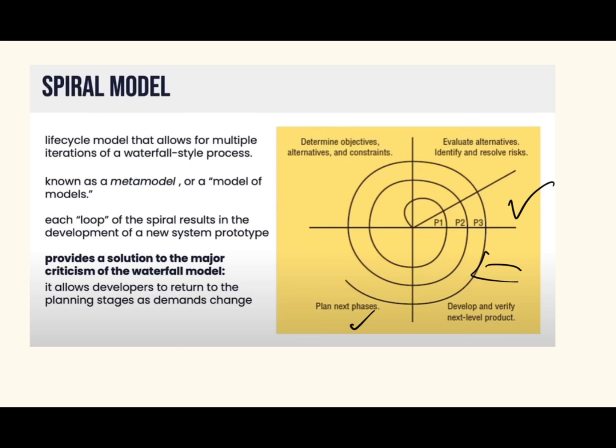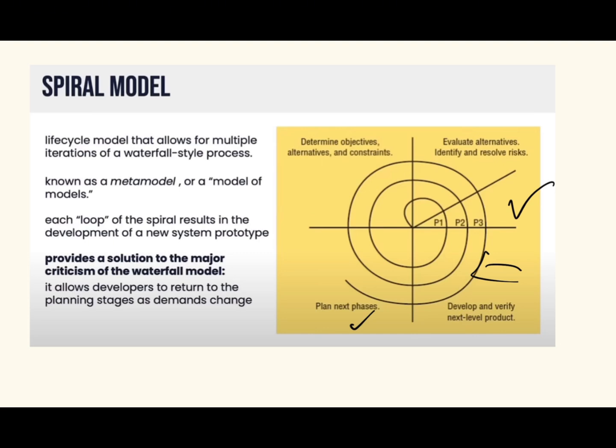So I think that is sufficient information for this particular topic for the CISSP exam. But we need to keep in mind that it is a life cycle model that allows for multiple iterations of a waterfall style process, known as a meta model or model of models. Each loop of the spiral results in the development of new system prototypes. So it provides a solution to the major criticism of the waterfall model.